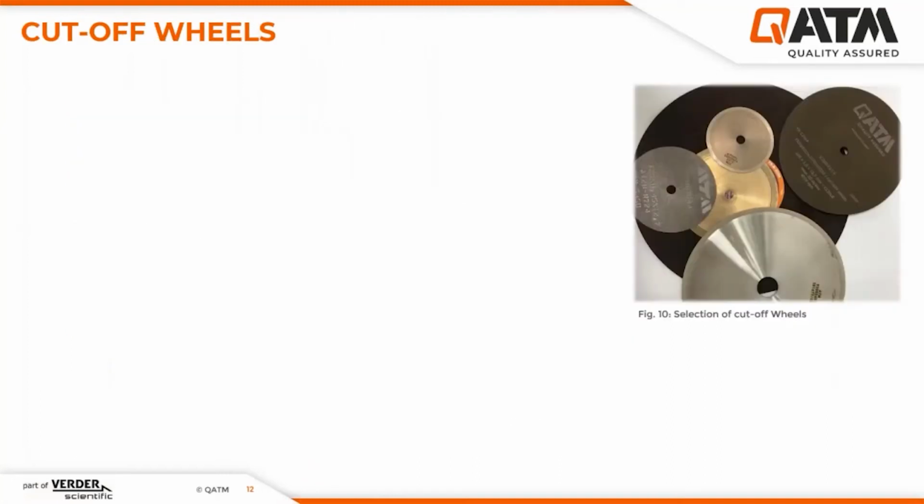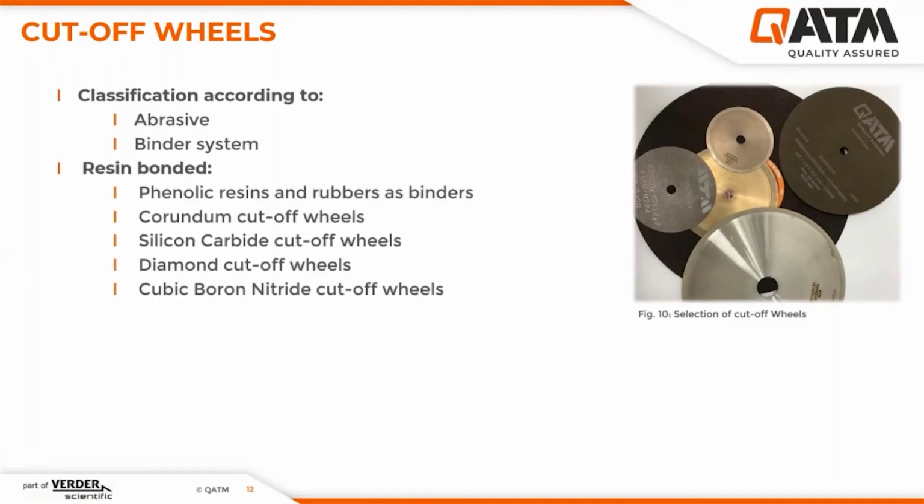More important than the choice of the anti-corrosion coolant is the choice of the cutoff wheel. Here we see a selection of fully resin bonded cutoff wheels and steel substrates which have been coated with an abrasive layer. In general, we classify the cutoff wheels according to the abrasive they apply or to the binder system that is used. And the most common segment is the resin bonded cutoff wheel.